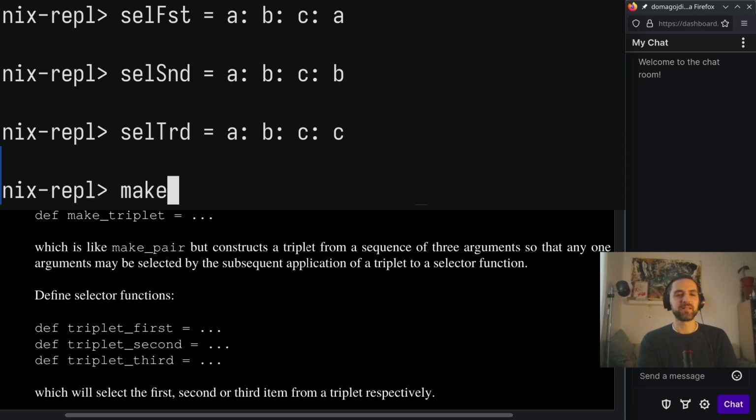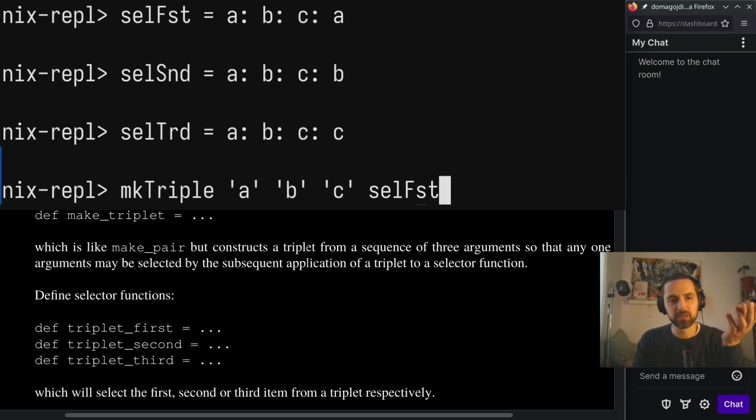So look at this, make, now I even forgot how I named it, MK, you see, triple, is it like this? Make triple, okay. Wait, MK triple and cell FST. MK triple is what? No, we have to provide three values, all right? Let's do, can we do characters like this? A, I think I can do the B and C. A, B, and C. And we're gonna select FST. So now this should work. It's gonna make a triple out of A, B, C, and select first is gonna select the first out of three things, which is going to be an A.